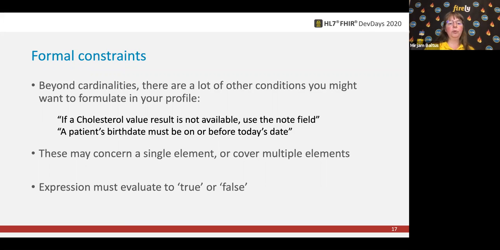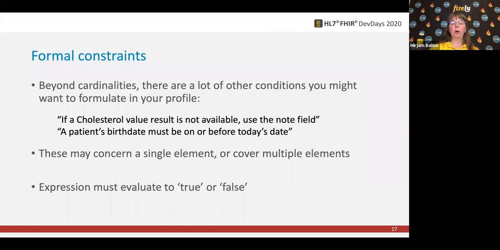Of course, you usually do not know the future, so you do not know whether a patient will be born then. So you will be able to use FHIRpath expressions to formulate an extra rule like this, and that goes beyond the simple cardinality things that you could perhaps already do in profiling.